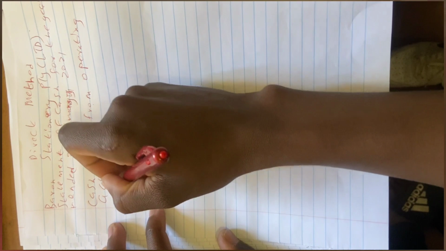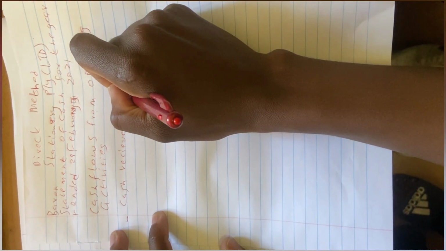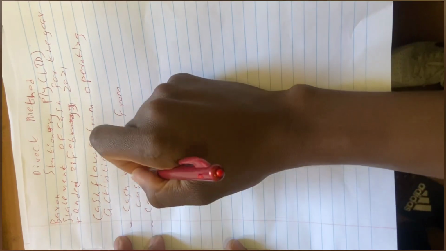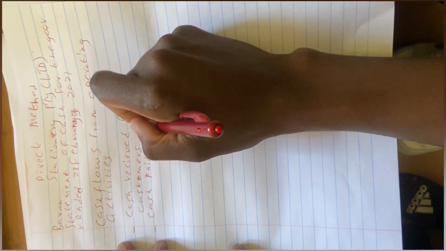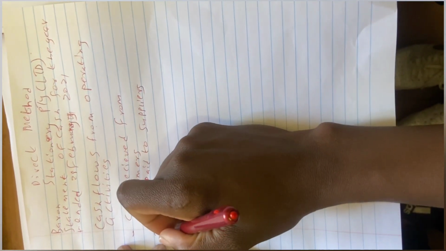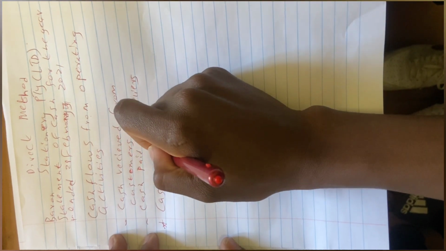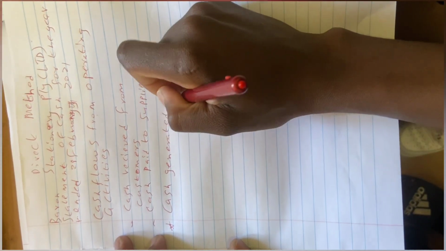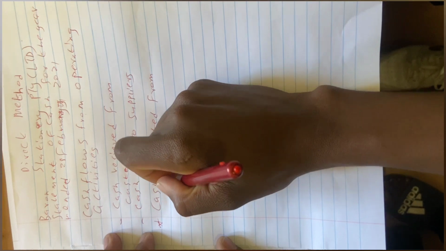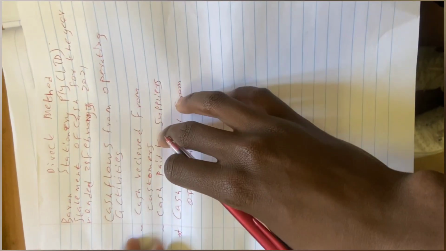which is made up of cash received from customers and also cash paid to suppliers. From these two, we're gonna get what we call the cash generated from operations. Now let's deal with the calculations between the two.